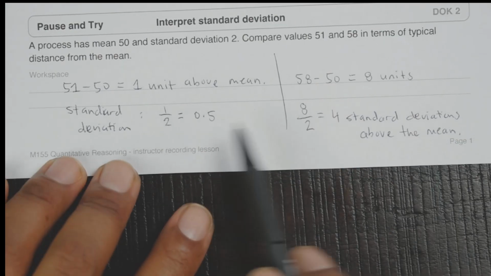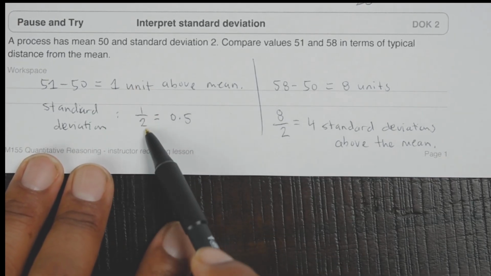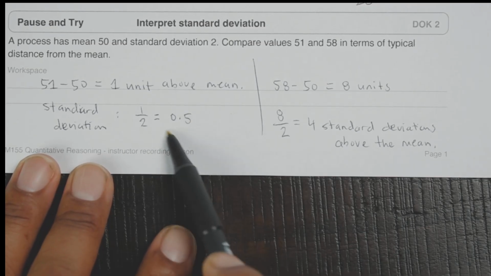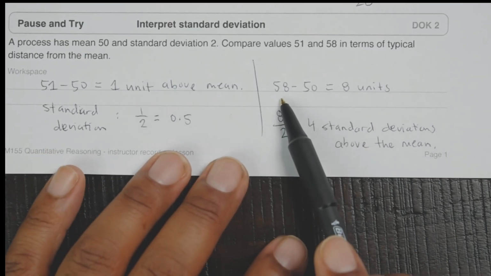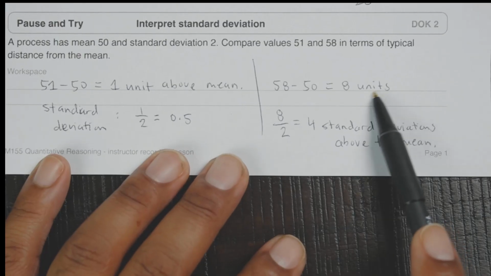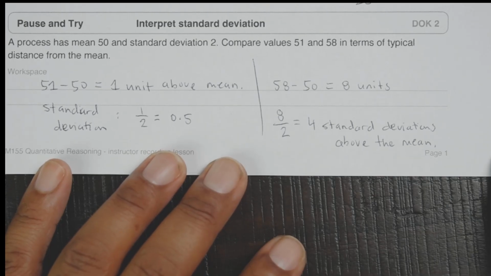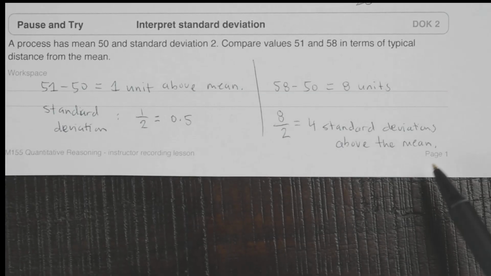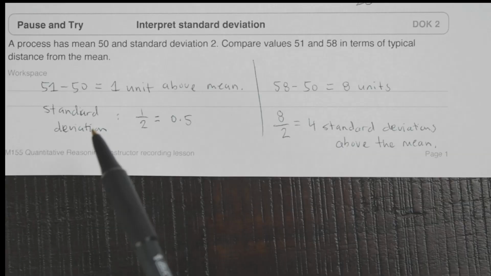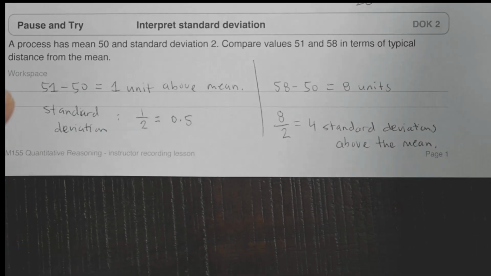Okay. So you see the difference? We only have 1 unit to work with. Well, if we divide it into 2 parts, we would have essentially half of a unit, right? Whereas if we have 8 units and we divide that by 2, we would have 4 standard deviations above the mean, right? So 58 is 4 standard deviations above the mean, and 51 is relatively closer to the mean, while 58 is essentially further away.